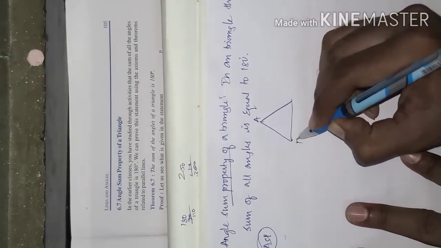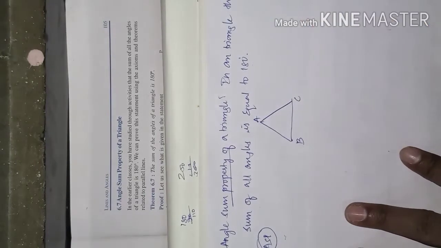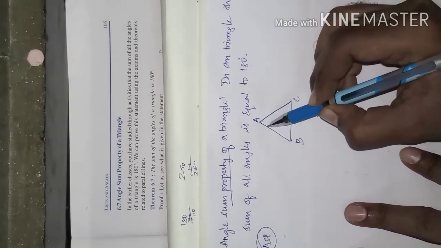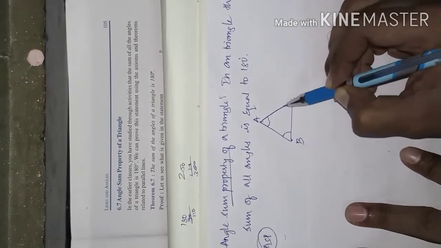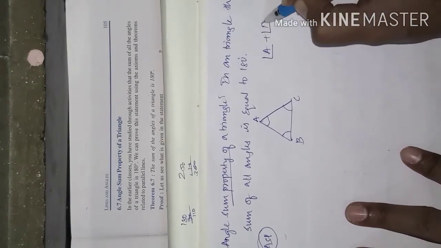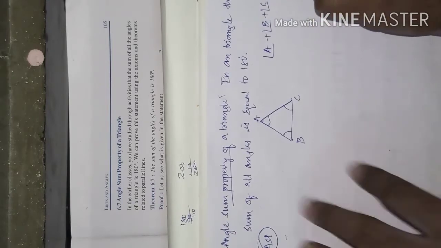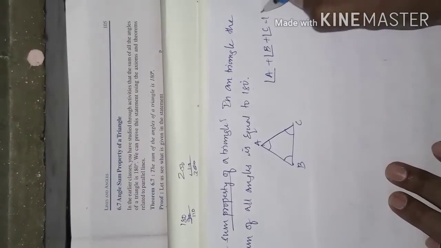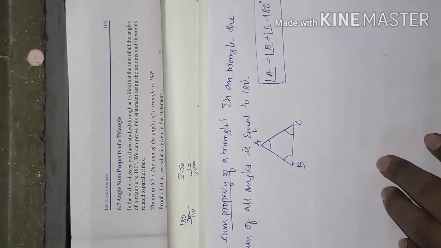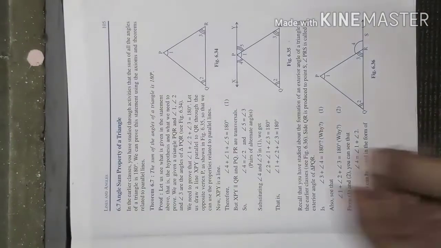Angle A, vertex B, C. This is the diagram, triangle ABC. Angle A plus angle B plus angle C is equal to 180 degrees. So this is the statement of the angle sum property of a triangle.